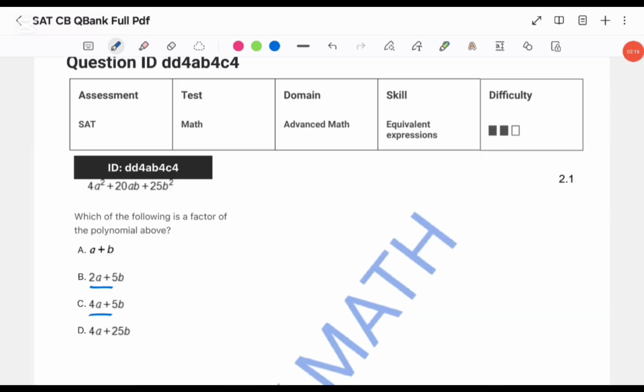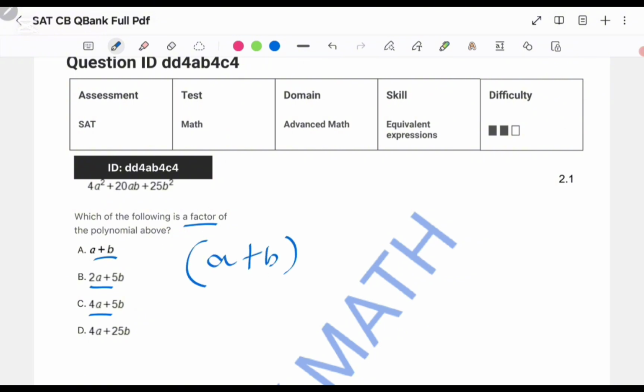Alright, so starting with this question, it says, which of the following is a factor of the polynomial above? When you see the word factor, I want you to think of taking each of these multiple choices and doubling it, or basically multiplying it by itself. When you multiply it by itself, if you reach the given expression, then that is the right answer. Let's try that out with A, for example.